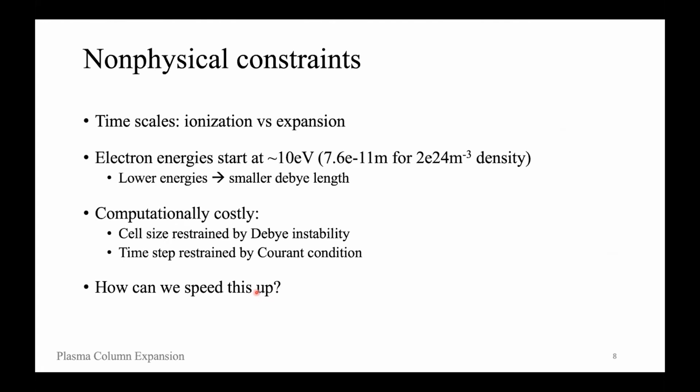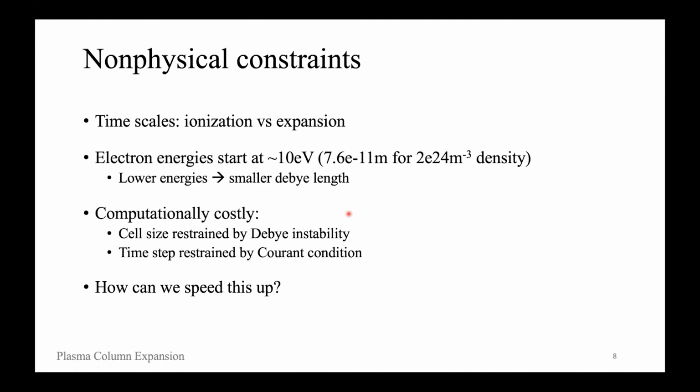But this is when I ran into some problems, some non-physical constraints. I'm looking at 2 very different time scales. The ionization laser pulse is through and gone after about 150 femtoseconds, and the expansion we want to run out to 4 or 5 nanoseconds. The electron energies are about 10 eV on average, so we get a pretty small Debye length, about e to the negative 11, and that makes this simulation very computationally costly.